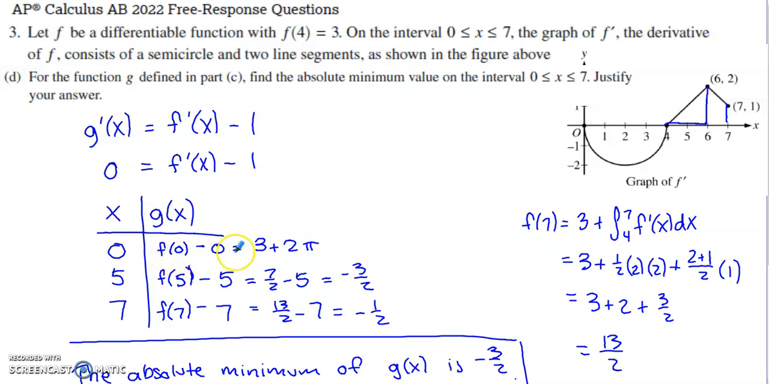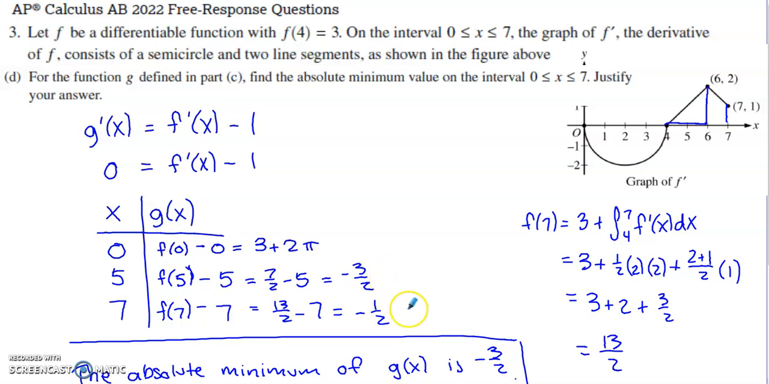So f of 0 we got back in part A. Taking f of 0 and subtracting 0 just leaves us with 3 plus 2 pi. g of 5, well, that's going to be f of 5 minus 5. We also had this value, f of 5, 7 halves, back in part A. So 7 halves minus 5. In a case like this, I want to make sure I simplify that to a nice value that I'm clearly able to compare with the rest. If I find my common denominator, that's going to leave me with negative 3 halves.